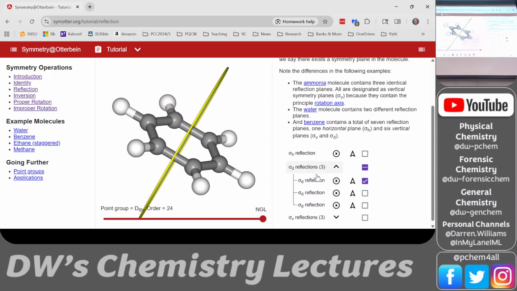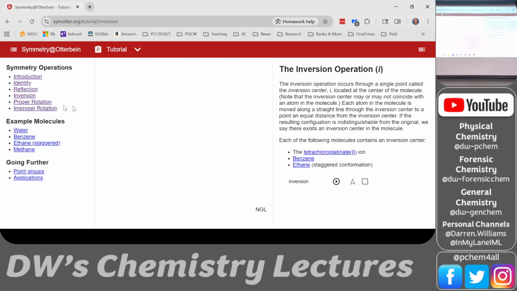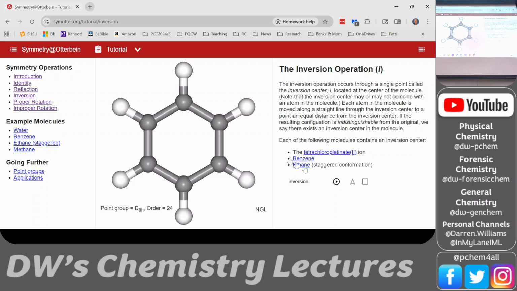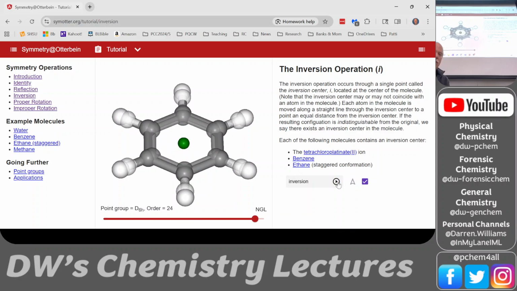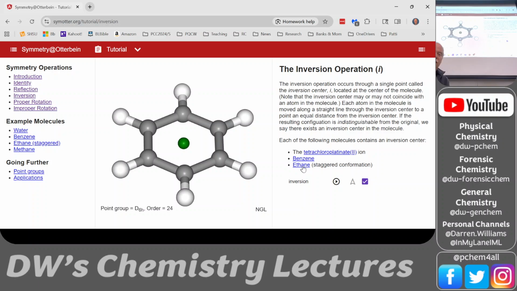Pretty easy to understand. Let's go to inversion, and let's do benzene. Okay, by definition, you can only have one inversion point, and it's right there in the middle. It does not have to be on an atom. It's the center of mass of the molecule. Can you predict what's going to happen? Watch all of the hydrogens and the carbons too. They go through that point to the other side.